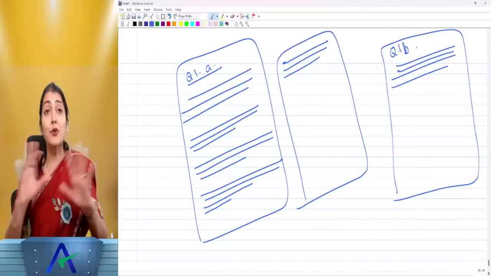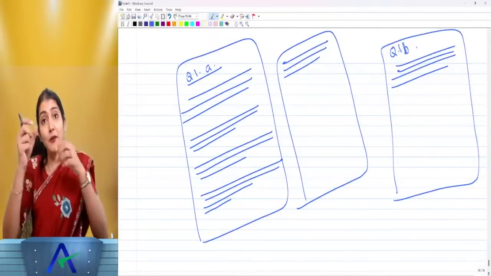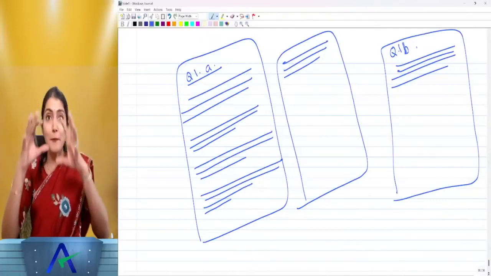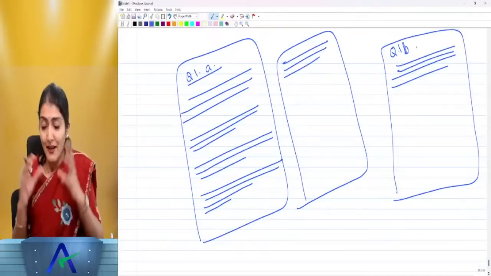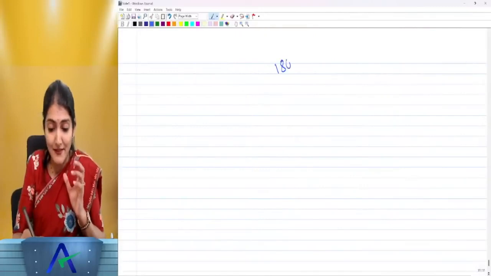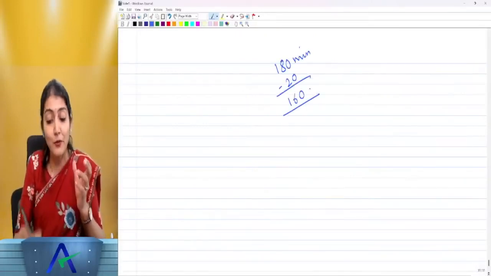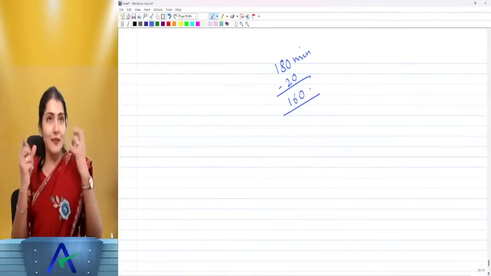Some questions don't change the sequence. Like, can I write question number 5 first? Yes. But can I write question number 5C first? No. The sub-sequence you have to maintain. A, B, C is the format in which you need to write. You have 180 minutes for the paper, 3 hours. Let me keep 20 minutes as a buffer. So effectively, you have 160 minutes. And the main tempo of the paper is in these 160 minutes.